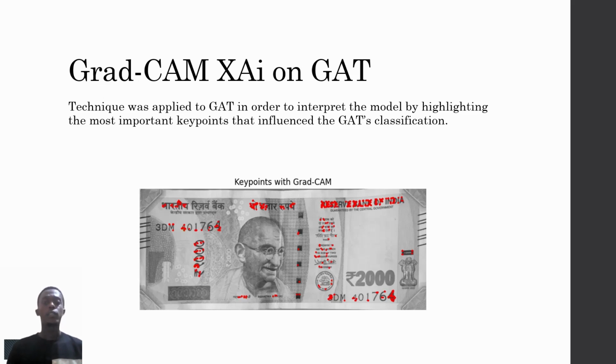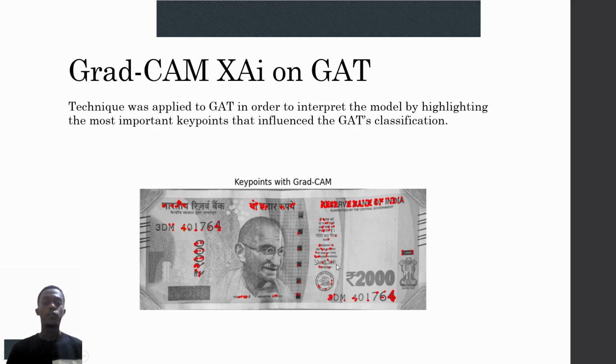So GradCAM on the GAT helped us interpret the model by highlighting the most key points that influence the GAT's classification. These were the key features on the currency note, and they were all highlighted in red. As you could see, we have the security thread in red, also the stamp in red, and other features that actually matter in the real currency note.